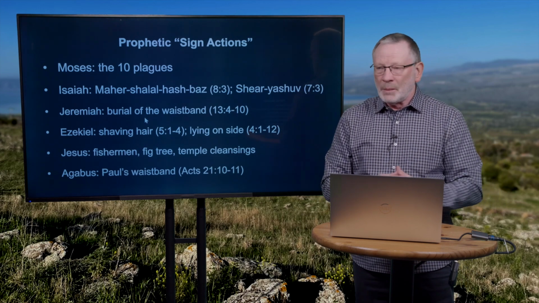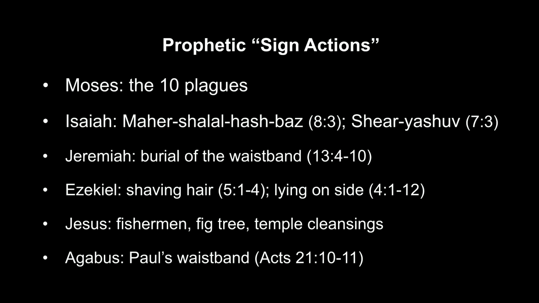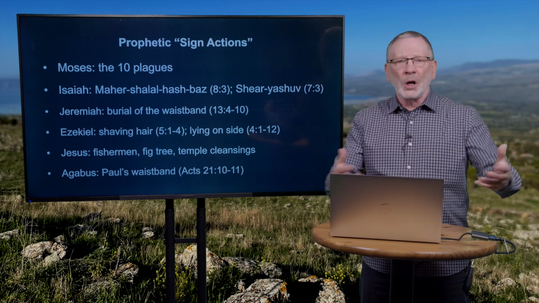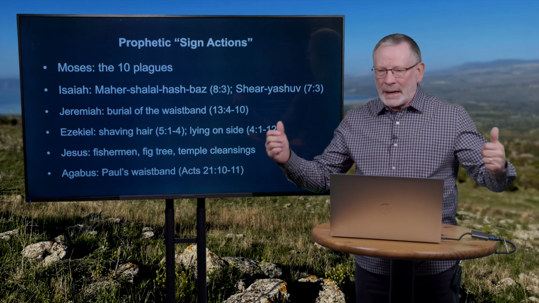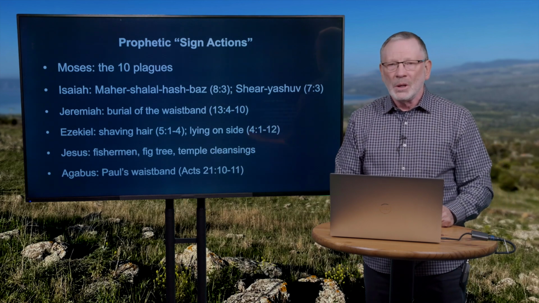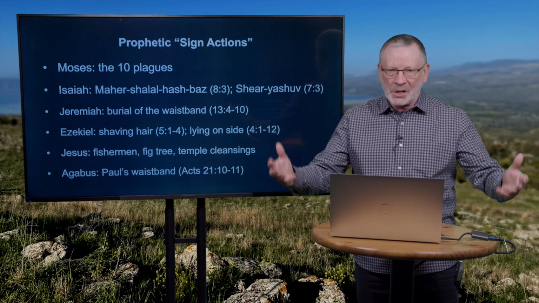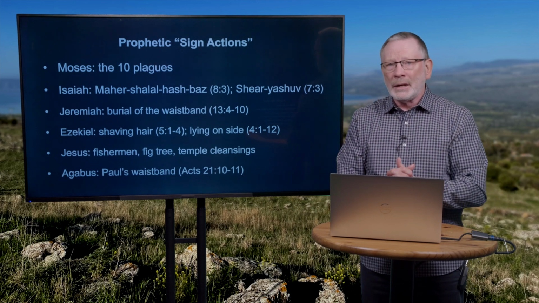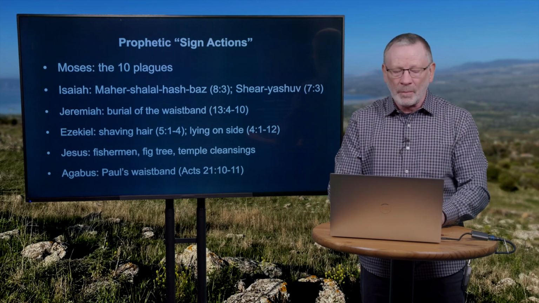Jeremiah will be told by God to go and bury a waistband near the Euphrates River. We get this in chapter 13 of Jeremiah's prophecy. And then he's told to go and retrieve that waistband, and it's rotted, and that's what's going to happen to God's people. It's again a prediction of exile and of destruction of the people.